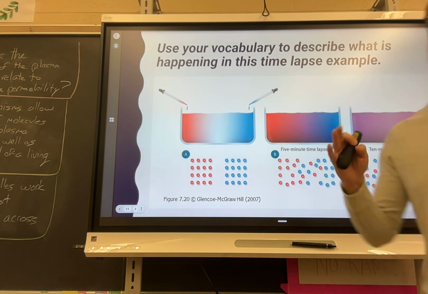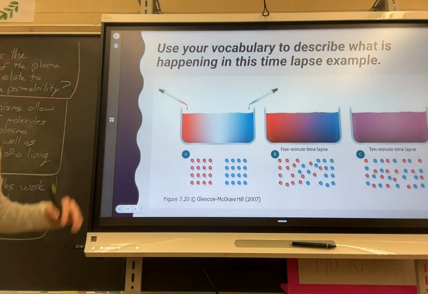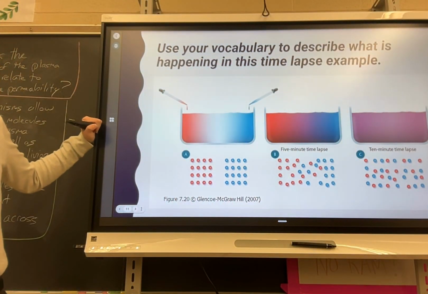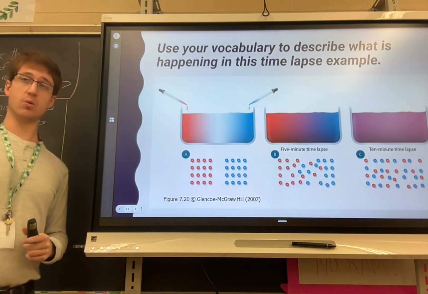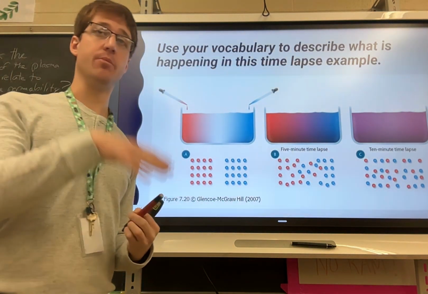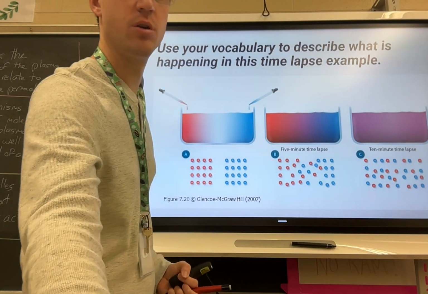Okay. So, take some time with your partner. Using this picture, describe what's happening based on what we've just learned about equilibrium and about diffusion.